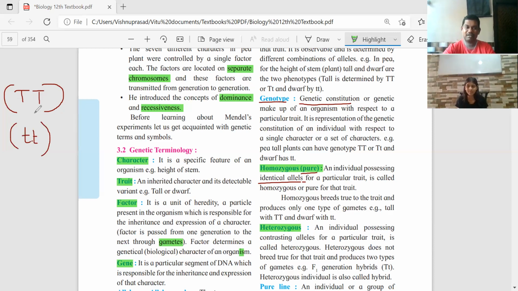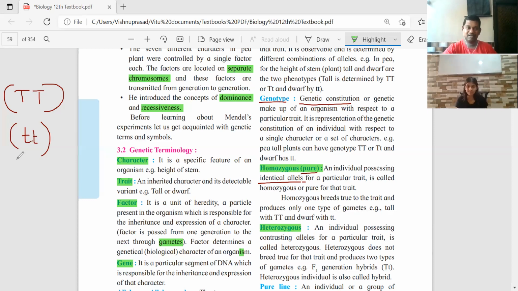Okay, so tall अगर है तो capital T, dwarf है तो small t. So while writing the genotype, we always use the first letter of the dominant trait. Tall is dominant over dwarf. So we always use the letter T. And dwarf के लिए हम लोग D नहीं लेते. We write small t. So letters remain the same, एक capital, एक small. Capital indicates dominance, small indicates recessiveness.